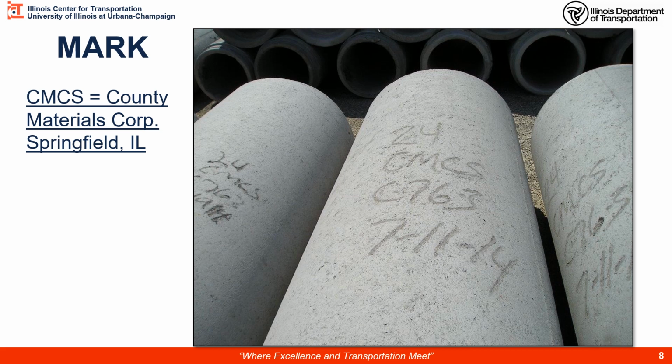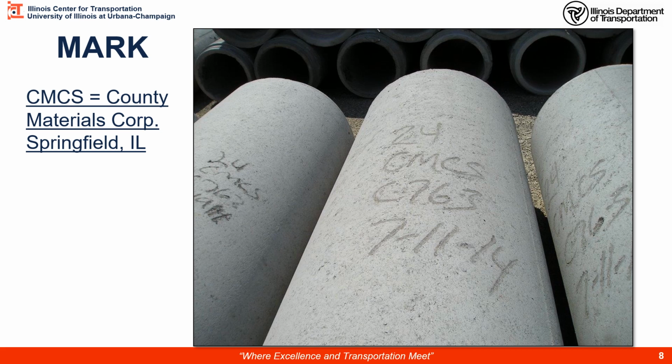The next one we have, these 4 letters are the mark. For County Materials Corp out of Springfield, the mark is CMCS, and we can show you a list where you can find that. You might have a designation for the class of pipe. This one is C763. Here we have a date. What do you think this date represents? That would be the date that this product was cast.